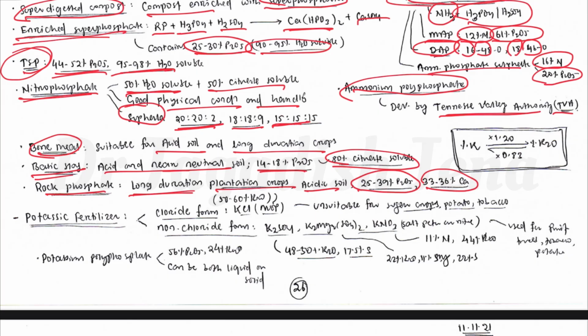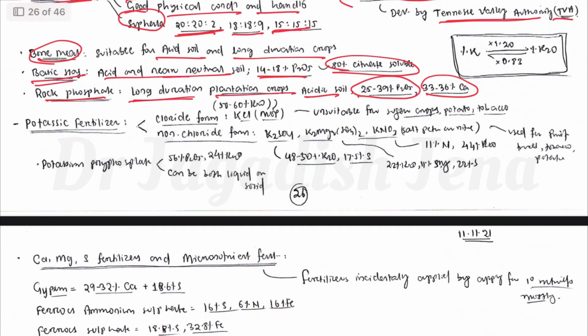Let's discuss potassic fertilizer. As we described phosphatic fertilizer in three different groups, potassic fertilizer is classified into two broad groups. One is the chloride form of potassium, another is the non-chloride form. Why is it classified into chloride and non-chloride forms? Because of its selectivity on application in different crops.